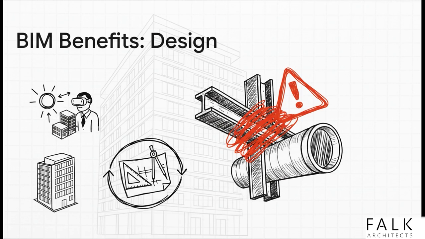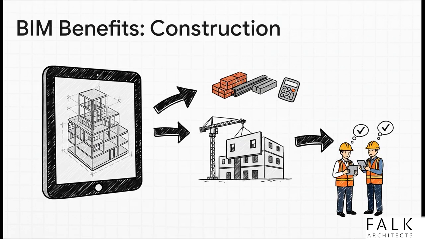Catching that early saves unbelievable amounts of time and money. And it doesn't stop there. That exact same digital model then goes straight to the construction site. The contractor can pull precise amounts of materials right from the model to get super accurate cost estimates. And on site, it makes sure everybody is, quite literally, building from the same instruction manual, which just slashes the number of mistakes and expensive do-overs.